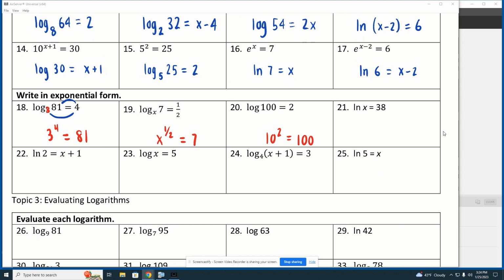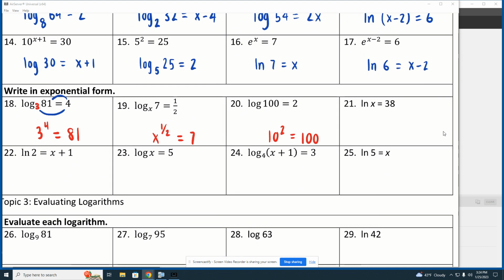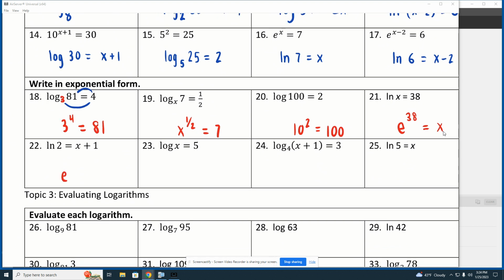Same with the next problem. There's no base written there. Well, it's natural log. It's understood to be base e to the 38th power equals x. Okay, same with number 22. Understood base e to the x plus 1 power equals 2.